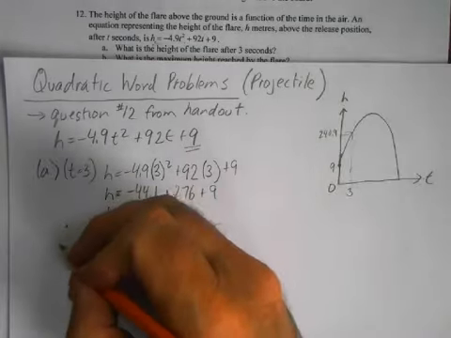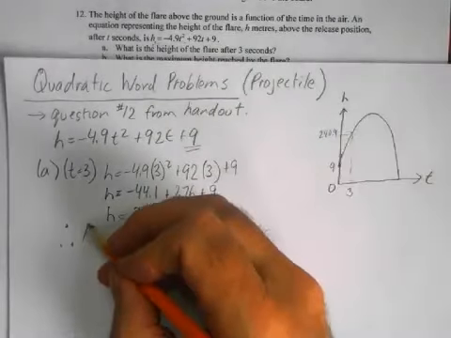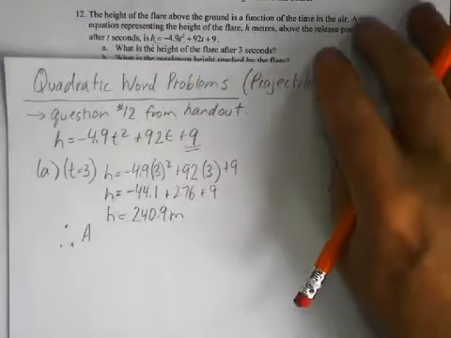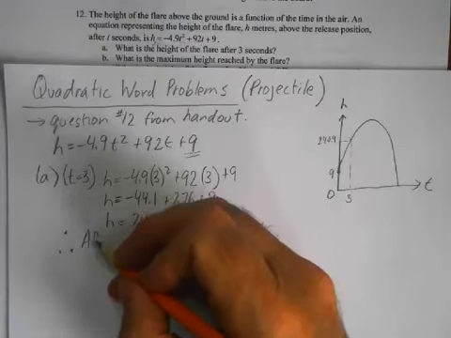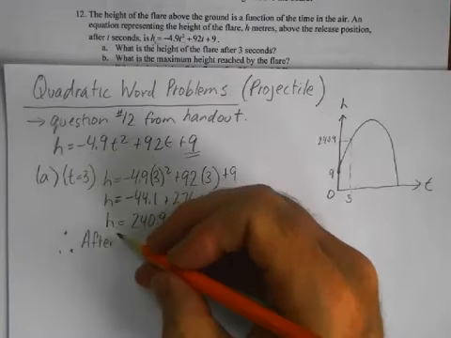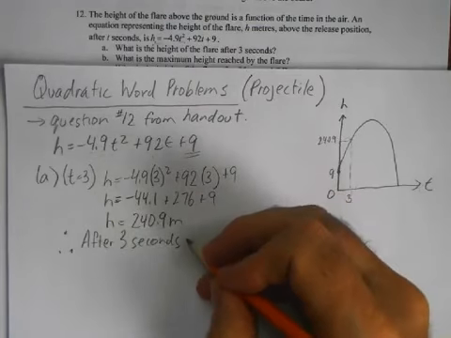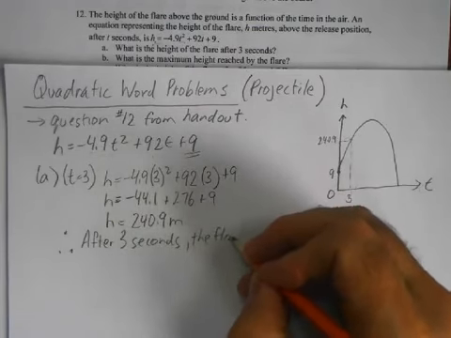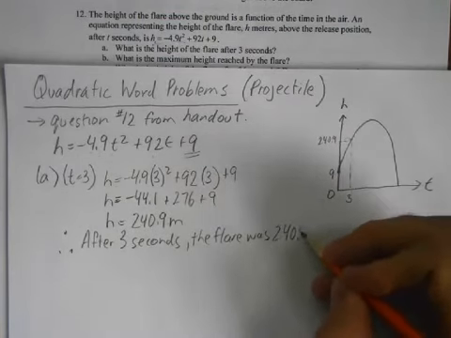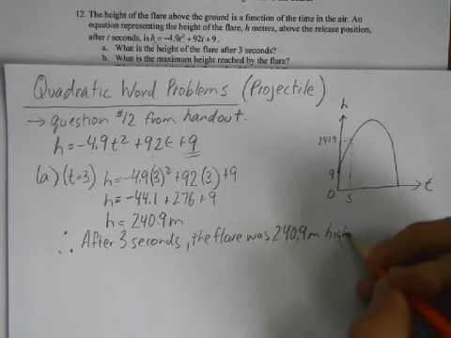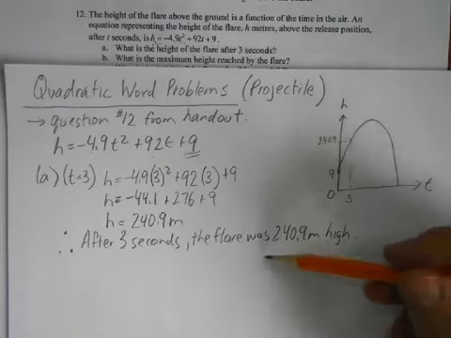Okay, now word question means word answer. Even though this is pretty meaningful, still want to say now. So answer the question back basically the way it was asked. What is the height of the flare after 3 seconds? Therefore, after 3 seconds, the flare was 240.9 meters high.